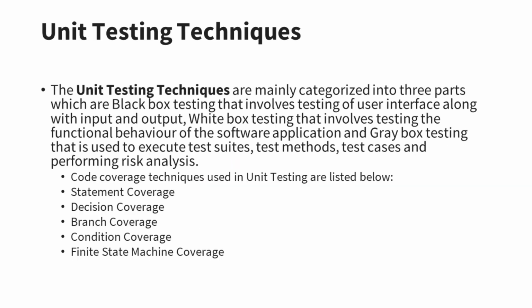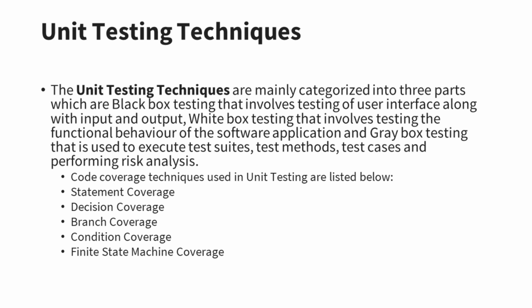The unit testing techniques are mainly categorized into 3 parts, which are black box testing that involves testing of user interface along with input and output, white box testing that involves testing the functional behavior of the software application, and gray box testing that is used to execute test suites, test methods, test cases, and performing risk analysis.